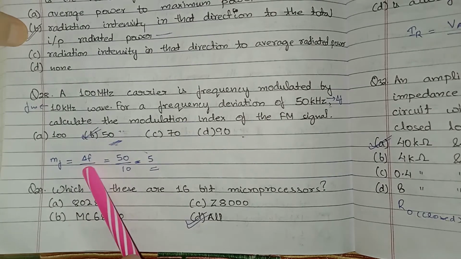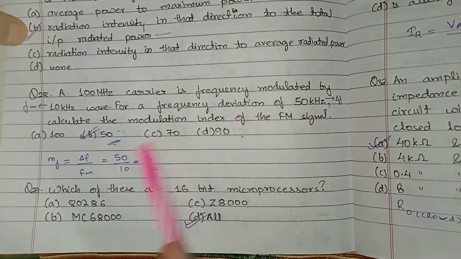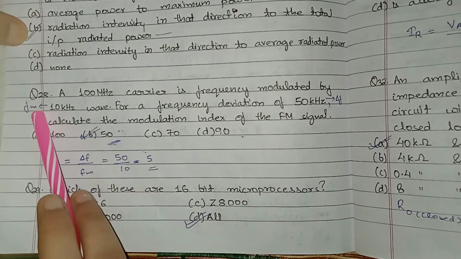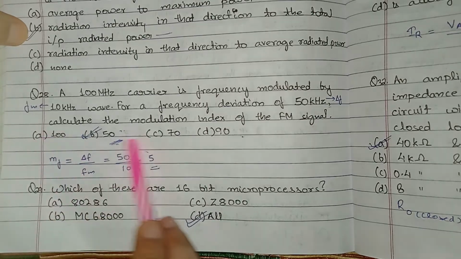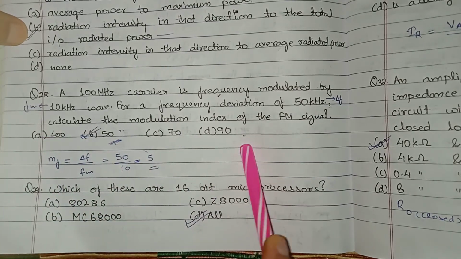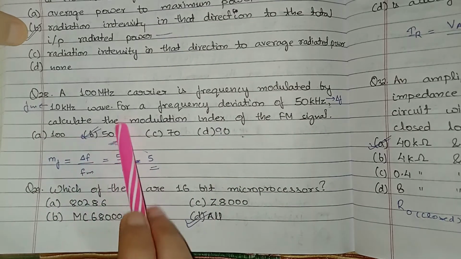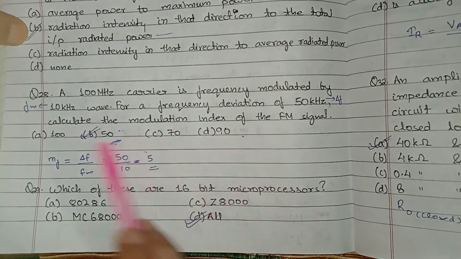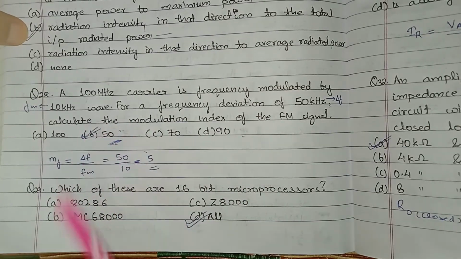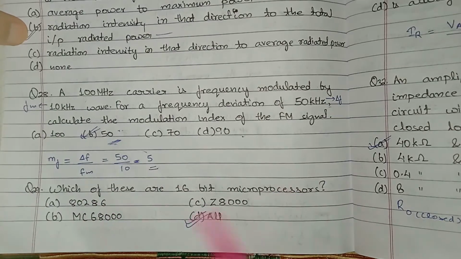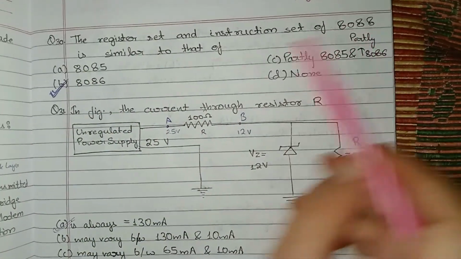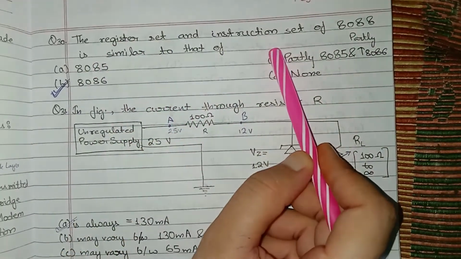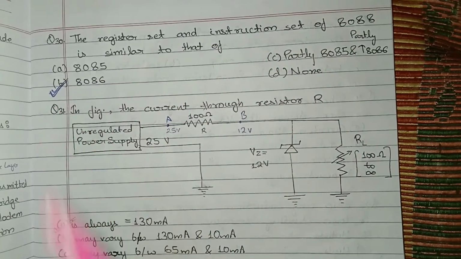Frequency deviation over here is 50 and frequency modulated is 10. The answer should be 5, but no answer such as 5 is given. So I believe the options are wrong. The answer should be B. 16-bit microprocessors, all of them are 16-bit microprocessors. Theoretical question: 808 has register set and instruction set similar to 8086.